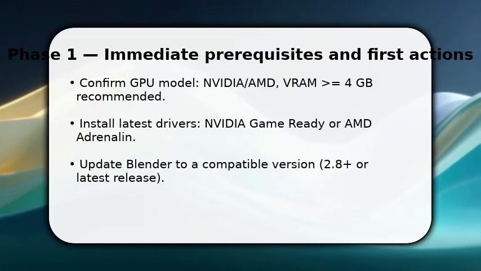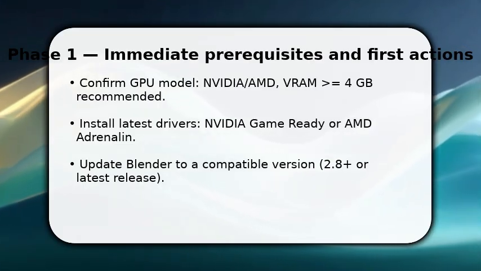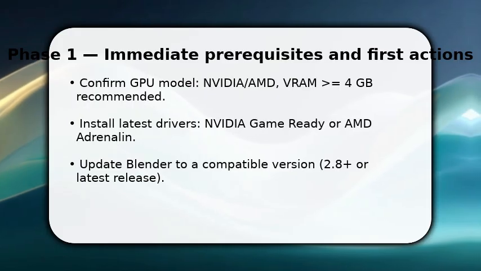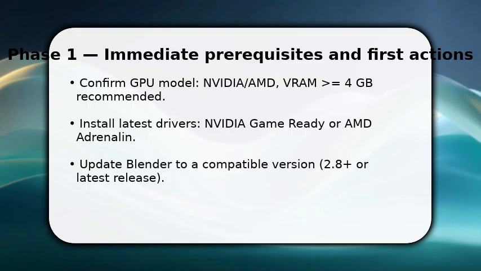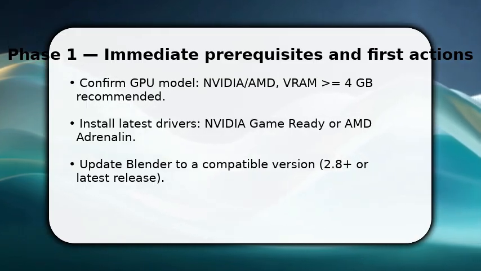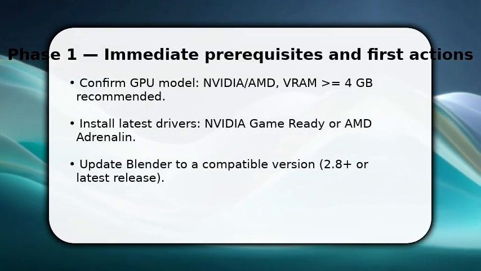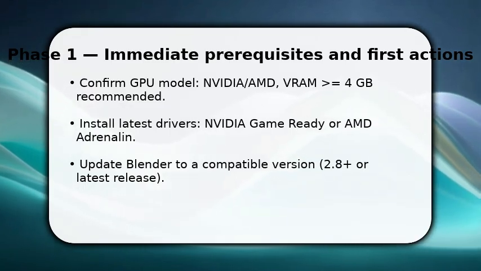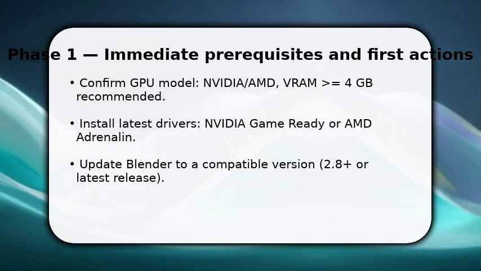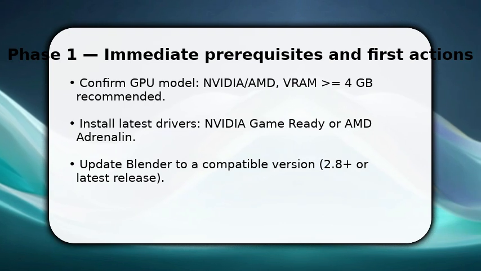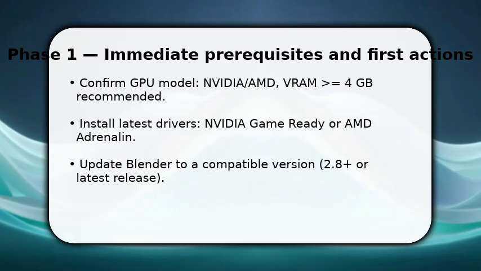You start by preparing the GPU and drivers so rendering will be reliable. First, check your GPU model and available VRAM. Blender benefits from more VRAM for large scenes. Next, install the latest manufacturer drivers, NVIDIA Game Ready or AMD Adrenalin, because they optimize performance and fix bugs. Once done, update Blender to a version that supports your GPU backend. Make sure to reboot if drivers require it, and verify CUDA, OptiX, or HIP options appear in Blender preferences.